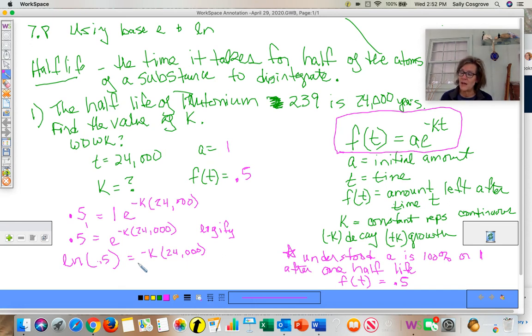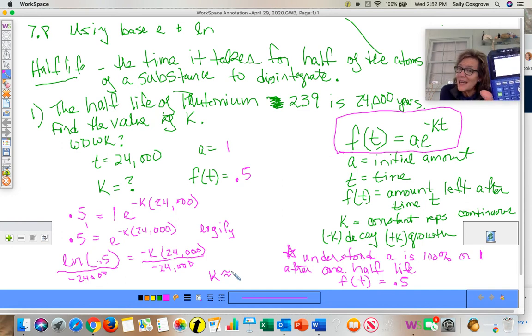And now to solve this, I'm going to divide both sides by 24,000. Actually, I'm going to divide by negative 24,000 if that's okay with you, to save me one step at the end. All right, this is straight up calculator. On your TI calculator, you're going to say the natural log of 1/2, close the parentheses, and then divide by negative 24,000. It's going to look just like this. And then hit enter.